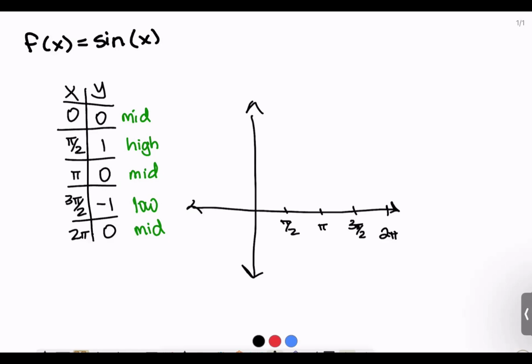And then I'm going to plot these points that are on my chart. I've got 0, 0, pi over 2, 1, pi, 0, 3 pi over 2, negative 1, and 2 pi, 0. I'm going to draw a curve through those. And this is not the whole graph, so it continues on infinitely to the left and the right. So I do need to, at the very least, put some arrows at the end to show that it doesn't stop there. But this shows one full period of the graph.